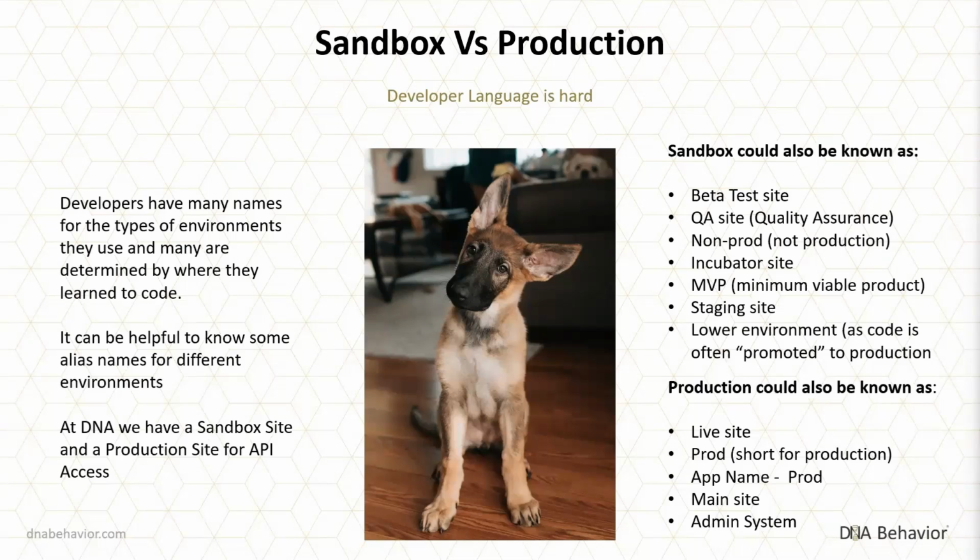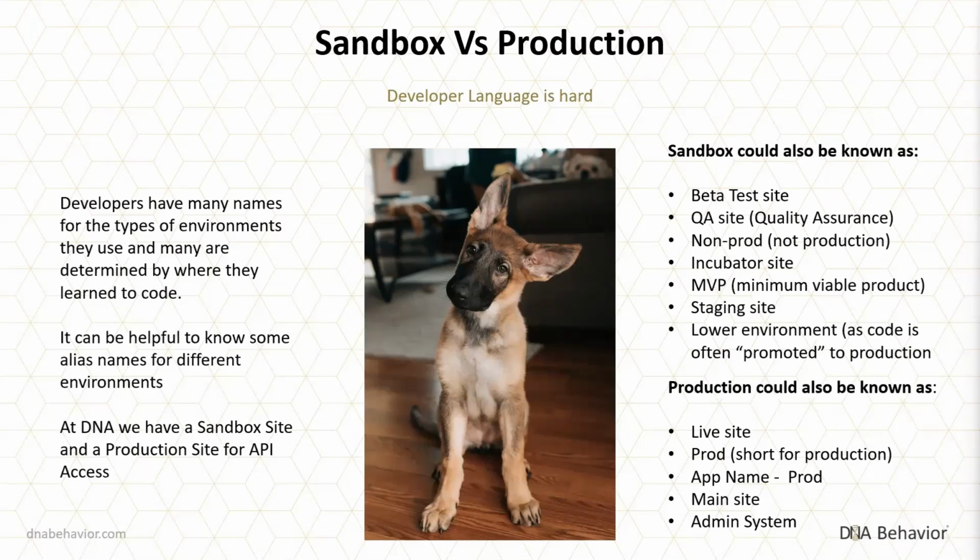That production environment could also be known as your live site, or production, or prod, or whatever the app name is, or your main site, or your admin system, or your main system. So again, depending on which URL you're using to access, you may have several different names for the same site, but at DNA, we have two environments, the sandbox environment and the production environment, regardless of what you call it. And that's the name that we're using for it.